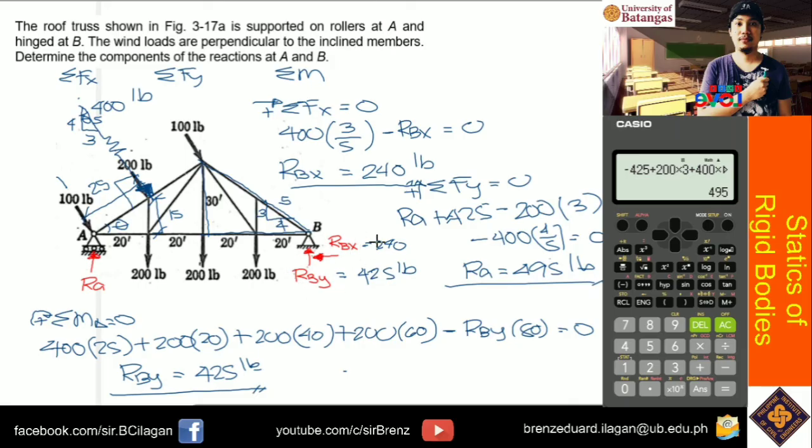So guys, kung gusto niyo siyang pagsamahin tong RBX and RBY, so by Pythagorean na lang. No? So RB is equals to square root of RBX squared plus RBY squared. And then kung gusto mo makuha yung theta niya, yung angle of inclination niya, si RB, gusto mo makuha yung theta yan, di arctangent po lang.